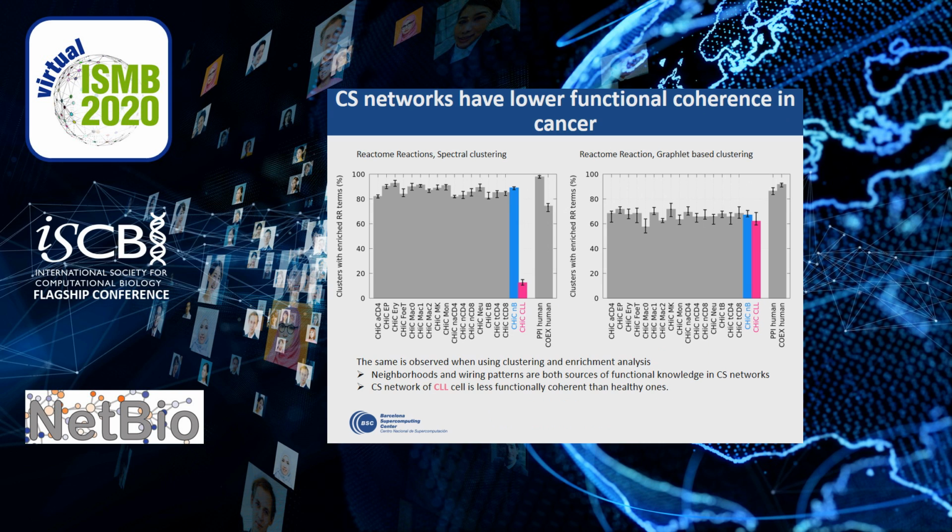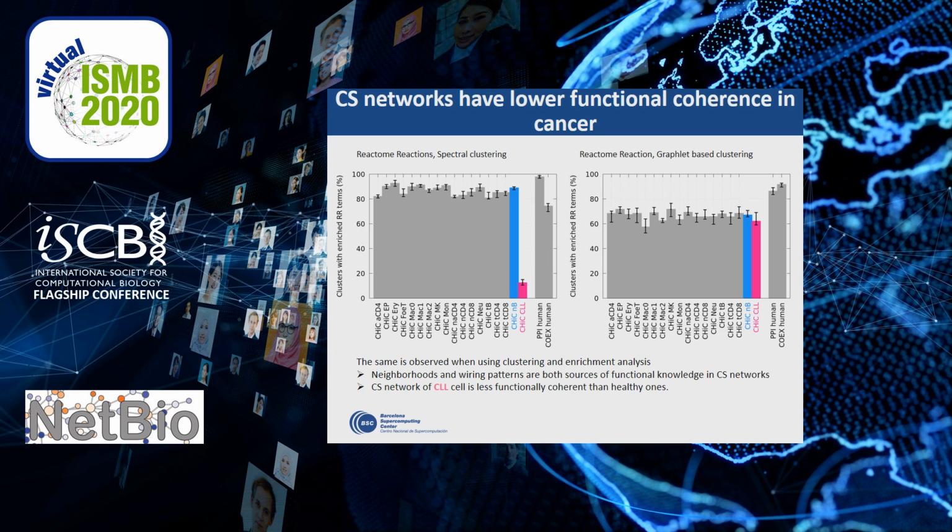Then, after looking at the chromatin structure network from a global perspective, we wanted to have a closer look at the genes, and we asked if the wiring patterns around the nodes in the network relate to their biological functions. For this, we did 2 types of clustering and enrichment analyses. In the first one, we used spectral clustering to group together the nodes that are densely connected to each other. As you can see on the plot on the left, all the corresponding clusterings are significantly enriched in Reactome reaction annotations. And we have very similar results when using Reactome pathways and Gene Ontology biological process annotations.